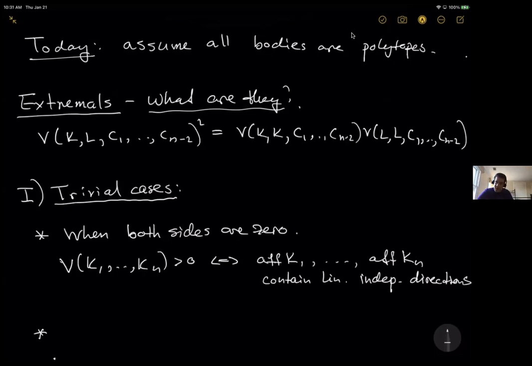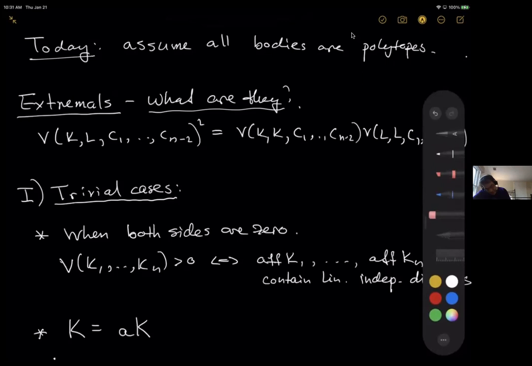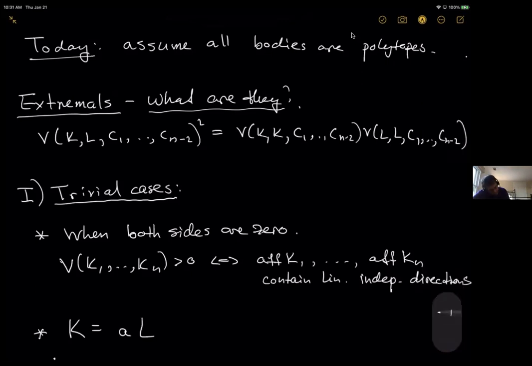If I multiply K by a positive constant, the left-hand side multiplies by that constant squared, and the right-hand side also multiplies by that constant squared, right? So the equation is also invariant under scaling. So there's a trivial equality case, which is when K is some positive constant times L plus v, so v is a vector, right? So when K is homothetic to L, just because this equation is invariant under translation and scaling. So we have to take these invariances into account, right? So if K is equal to L up to translation and scaling, then we obviously have equality. You can see it directly in this equation. Okay. So these are the trivial equality cases.